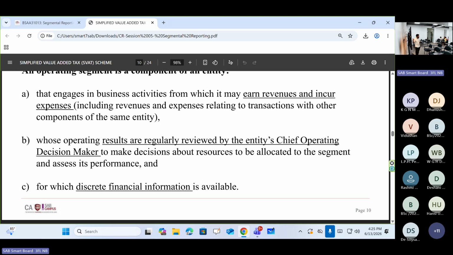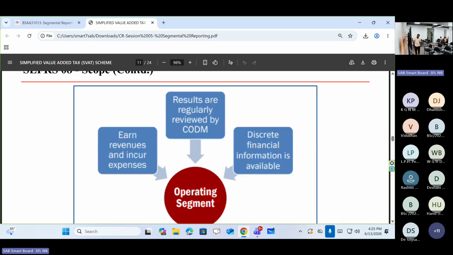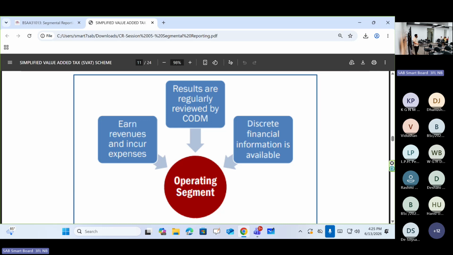This is the operating segment. Next step, aggregation criteria. Aggregation criteria. These are the three features of an operating segment.